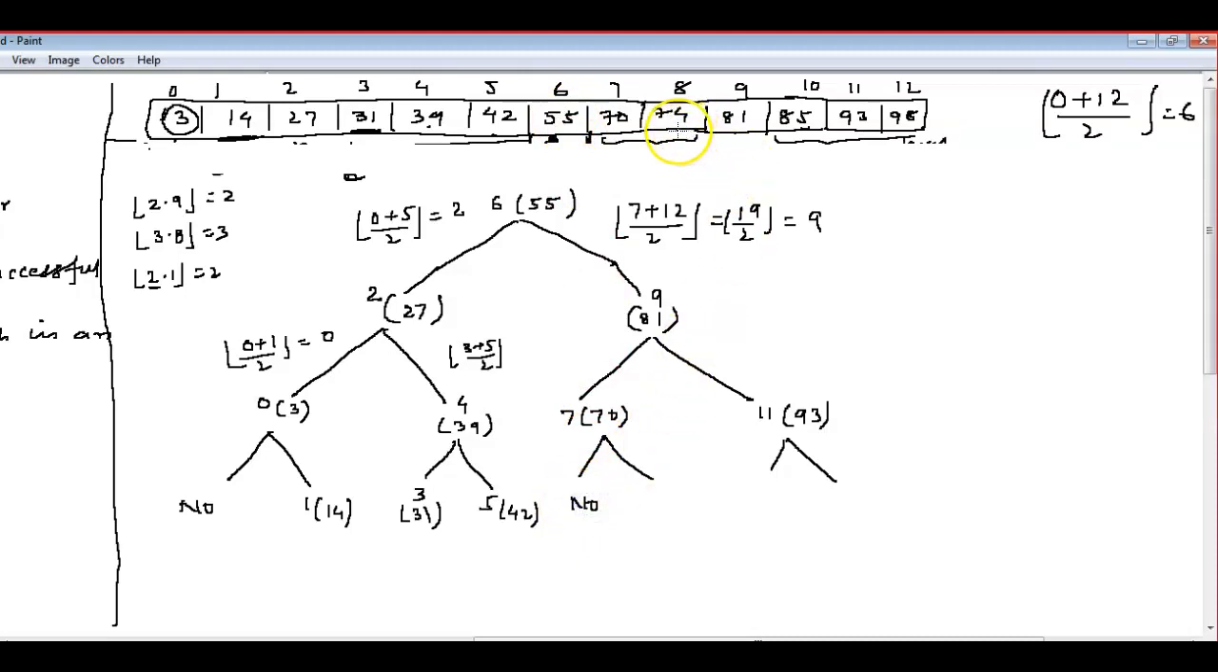Right hand side for the 70, 74. It is 74. And this one, 11, was the midterms here. So this one was the 10th position, which is 85, and this is the 12th position with 98.